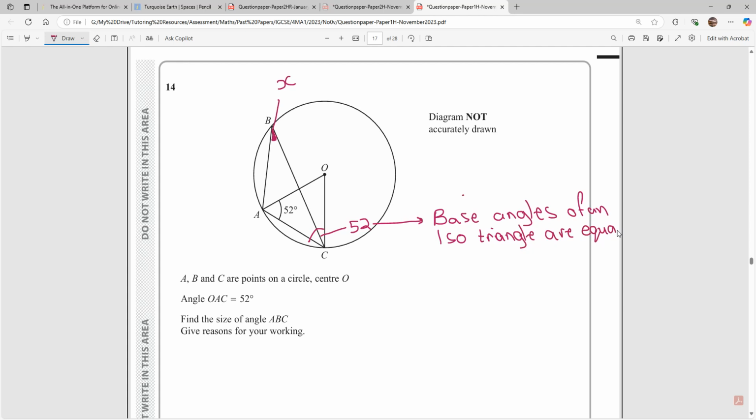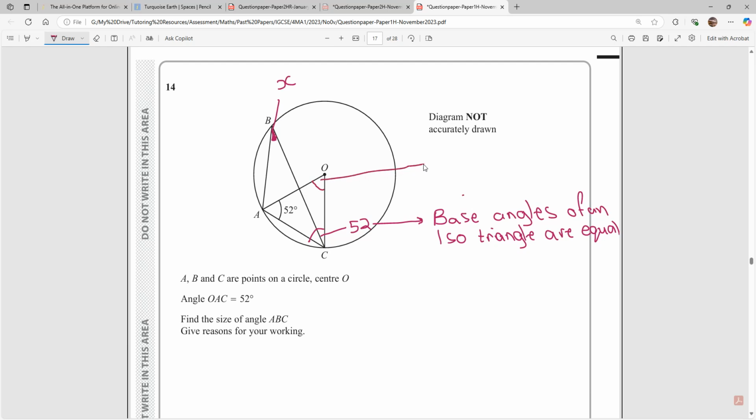Okay, so we've got that listed. It's okay to annotate diagrams. If we're annotating the diagram and we're giving a reason in the same place, that is okay, as long as we mark on the diagrams correctly. The other alternative to that would be listing underneath and saying ACO is equal to 52 and the reason next to it. That's fine.